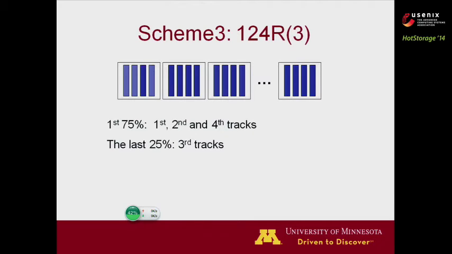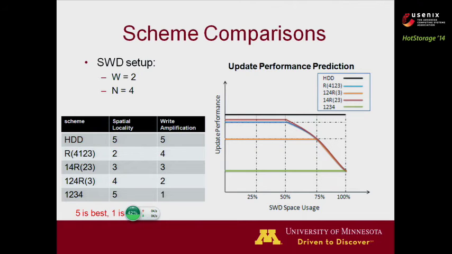Okay, so if we make a comparison between those schemes, this is just trying to show the address mapping, spatial locality, and the write amplification points for each of the schemes. Traditional hard drive, apparently the best, you don't have any write amplification issue, so I give it 5. Spatial locality is 5, since all the LBAs are just mapped sequentially, which is good.